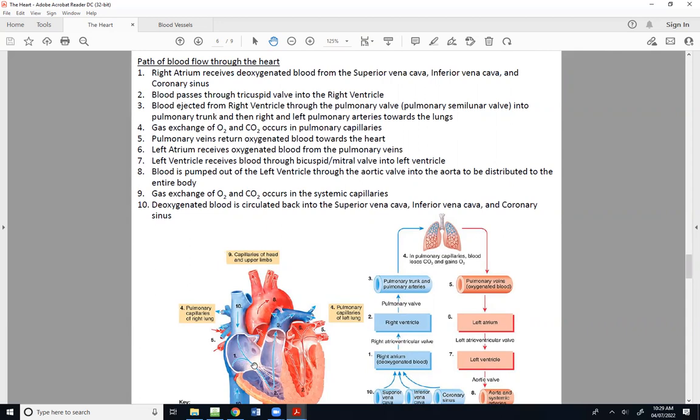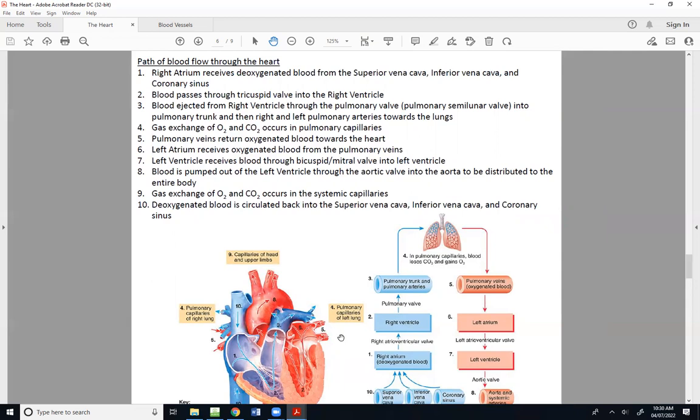From there, it's pumped down through the tricuspid or right atrioventricular valve into the right ventricle. The right ventricle contracts, pushes that drop of blood out through the pulmonary valve into the pulmonary trunk, which then branches to form the pulmonary arteries. Then the blood goes into the lungs where gas exchange occurs. O2 is picked up, CO2 is unloaded, and therefore is going to be breathed out.